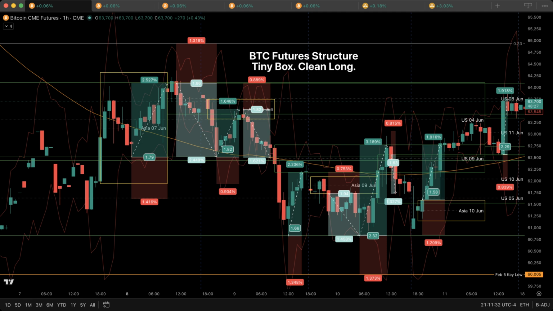Now look at June 11th U.S. session. June 11th U.S. session forms near the June 4th U.S. session midpoint. It compresses to about 30%. It overlaps there. That matters.